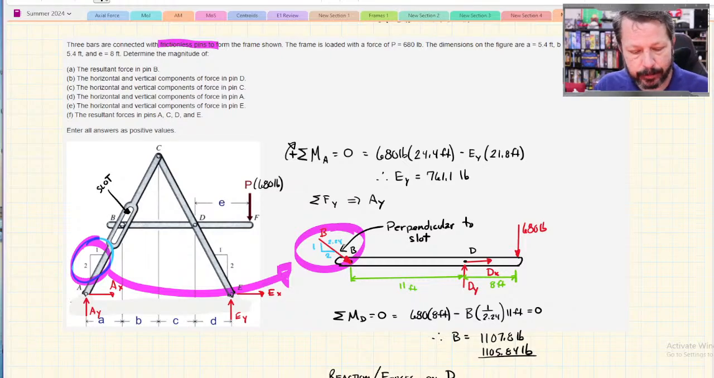The definition for the reactions for frictionless slots is that the reaction is perpendicular to the slot. So it's just like a roller where the reaction is perpendicular to the surface you're rolling on. So that's why the perpendicular part, and I flipped the rise over run to make it perpendicular. So the reaction B is the reaction of the roller inside that slot, and it is perpendicular to whatever angle the slot is at.